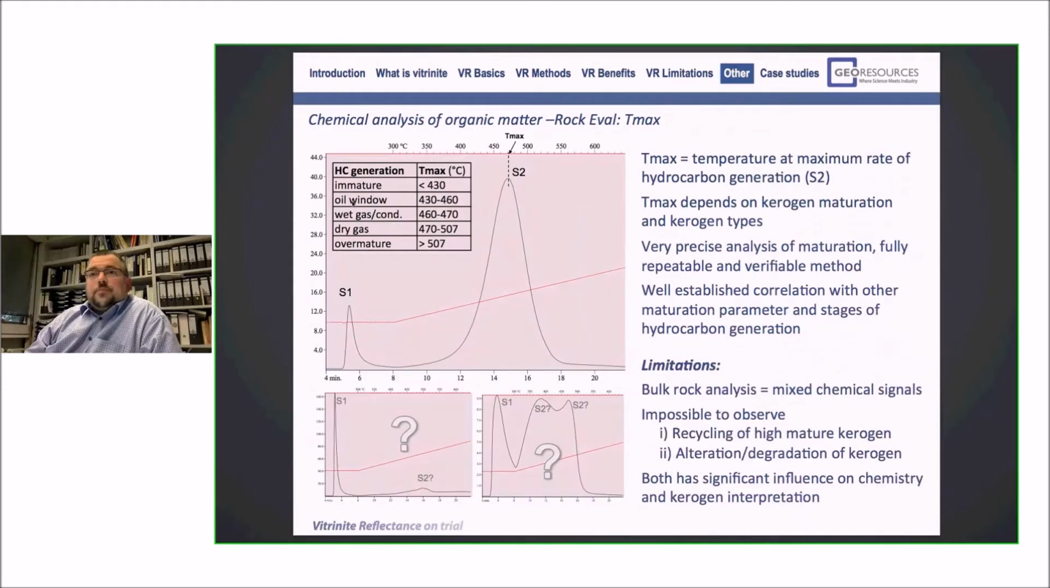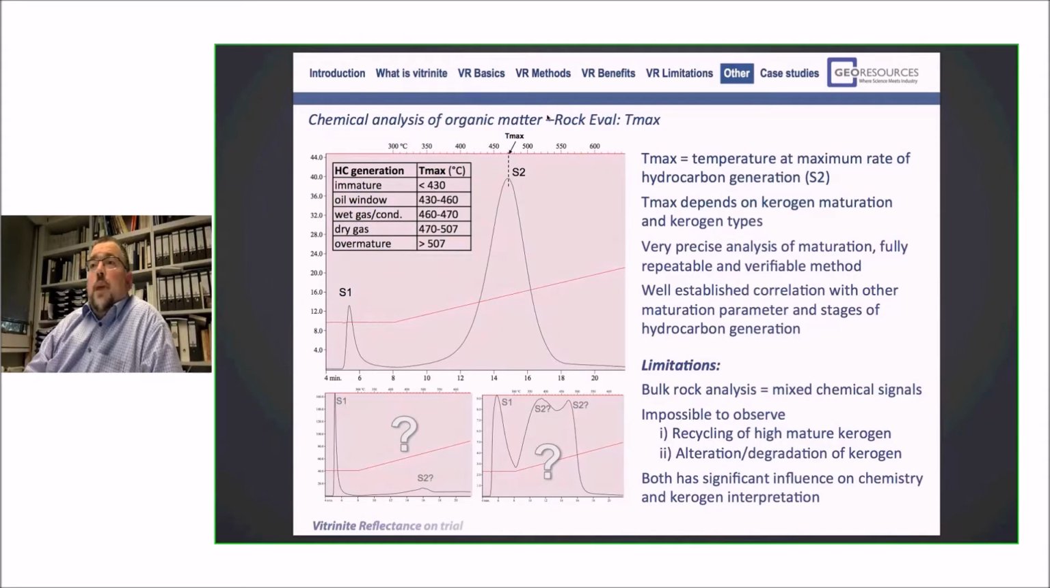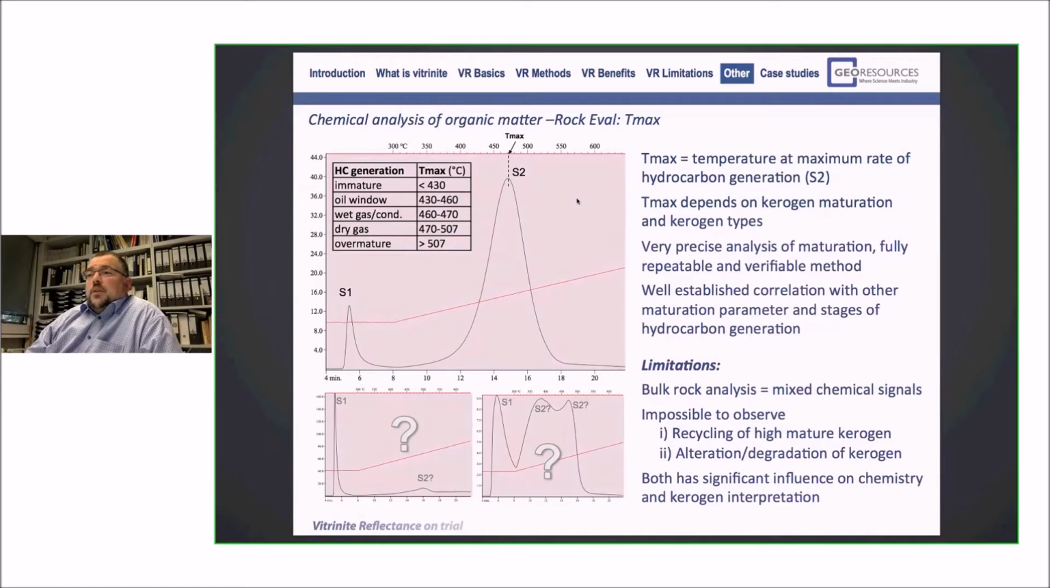Coming from the optical methods to the chemical analysis of organic matter, one of the major parameters used from Rock-Eval analysis for maturation is Tmax. Tmax is the temperature at the maximum rate of hydrocarbon generation, the so-called S2 peak up here. So this is the Tmax. It depends on the kerogen maturation, but also on the kerogen type, which is a sort of limitation, because if you don't know exactly the type, we might misinterpret this Tmax value.